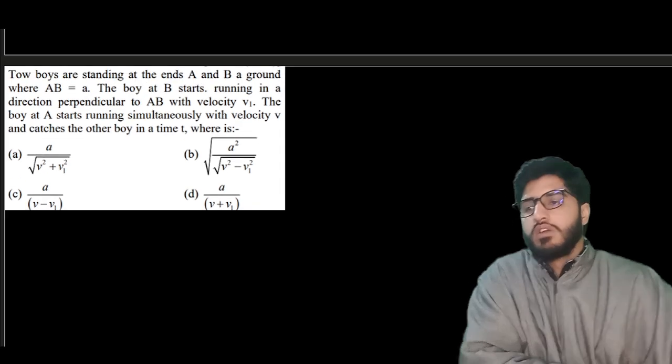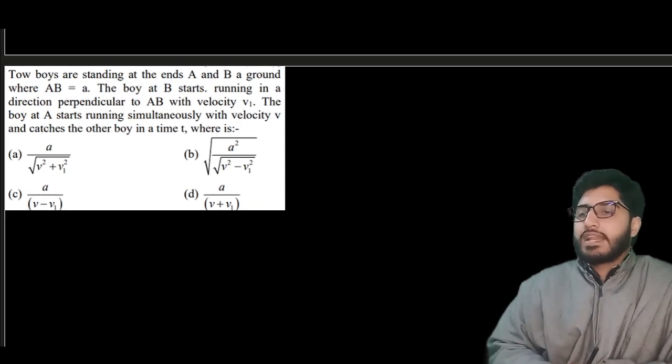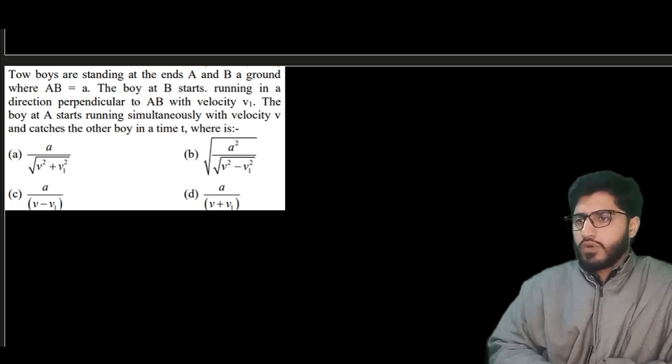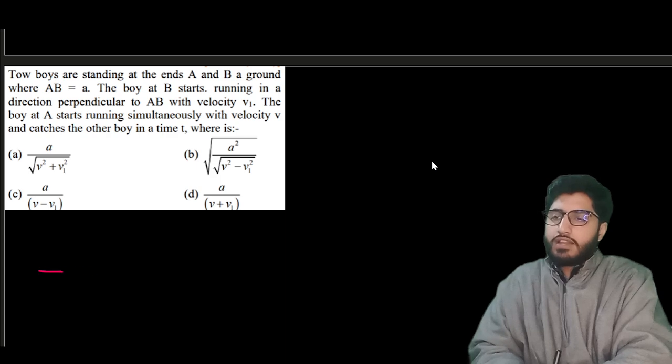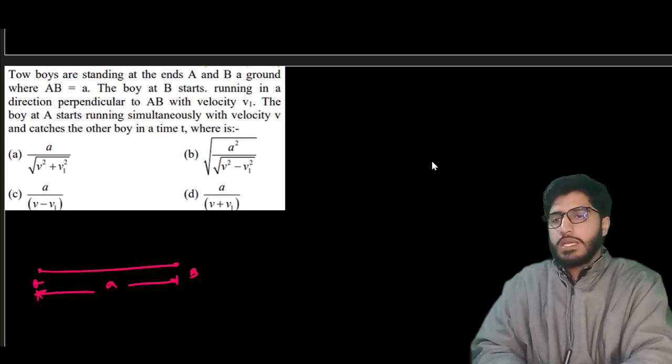Next numerical: two boys are standing at the ends A and B of a ground, where AB is a. So we have it like this.